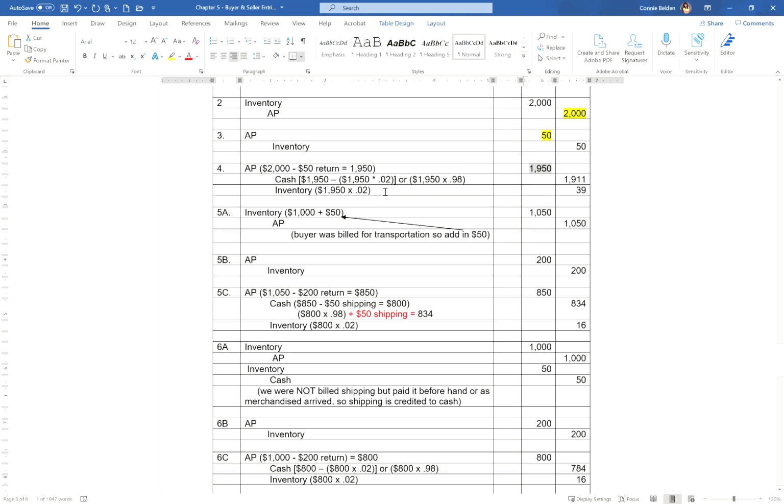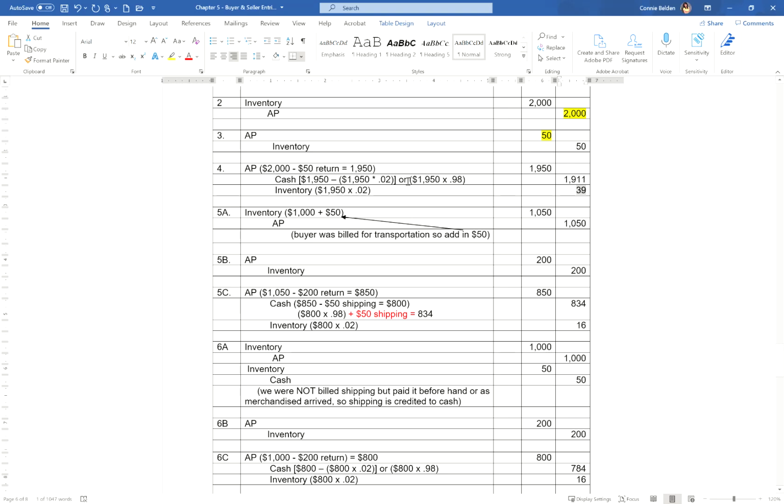I'm paying off all that I owe, so therefore I will debit accounts payable for $1,950. Now remember, we paid it within the discount period, so we get a 2% discount. But that 2% discount is on $1,950, the $2,000 less the return. We can't take a discount on something we returned. So I will credit or reduce inventory by the amount of discount because I didn't end up paying that amount for it after all. So $1,950 times 2% is a discount of $39. So I'll reduce inventory by $39 since I didn't end up paying that $39 for it after all. There is no separate account for the discount as a buyer.